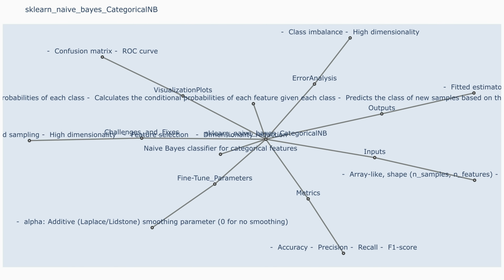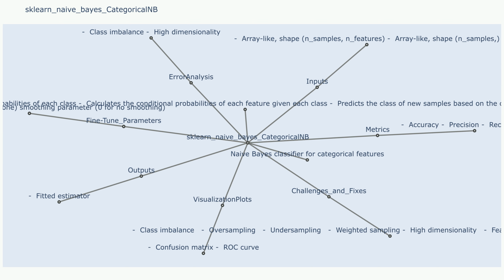sklearn, Naive Bayes, Categorical NB. Description: Categorical NB is a naive Bayes classifier designed specifically for categorical features. It operates based on the principle of Bayes' theorem, assuming that features are conditionally independent given the class label.